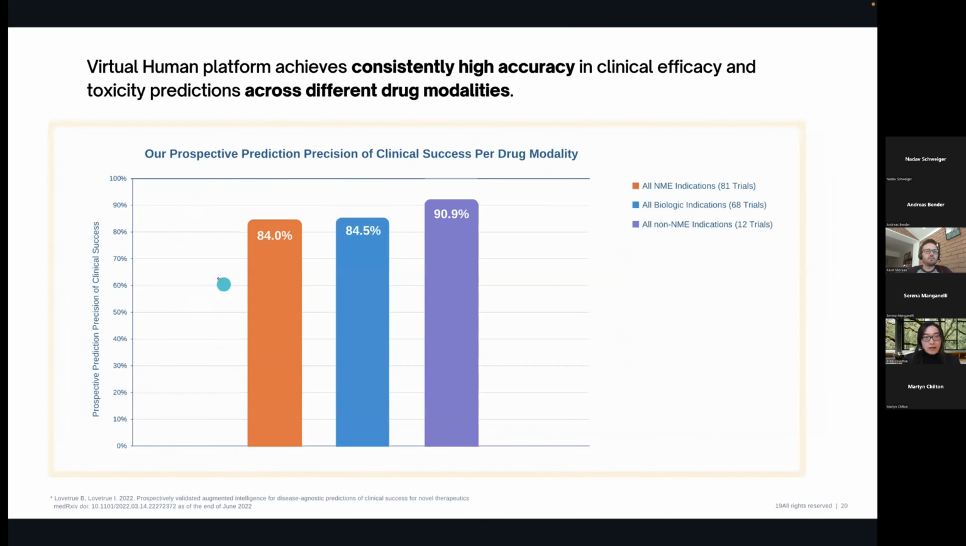And very importantly, our platform has been able to evaluate the clinical efficacy and toxicity of different drug modalities. So far, we don't have any limits. We can evaluate small molecules, biologics, and even PROTACs, RNA therapy, and different kinds of vaccines.